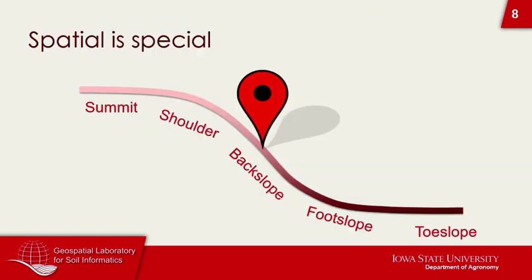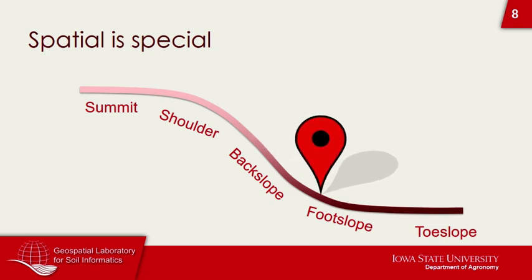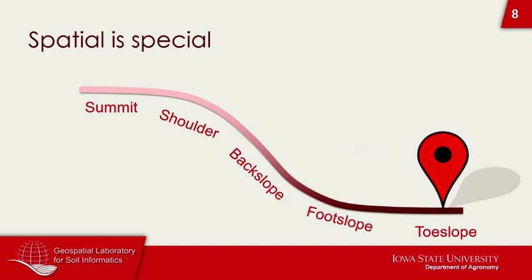Spatial is special. That's something my introduction to GIS professors taught me, and it sticks with me today. Where you sample influences what you see. If I'm at the toe slope, then I'll measure at the toe slope, and I'll measure processes that can occur at the toe slope. If I'm on the back slope, there are processes associated with the back slope.